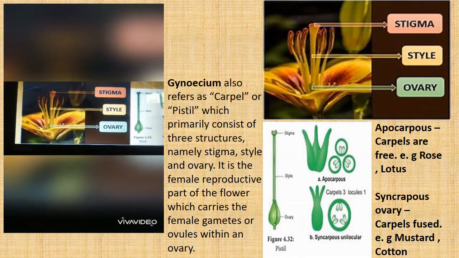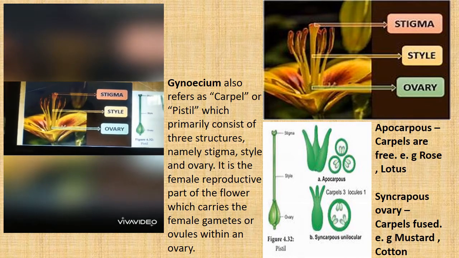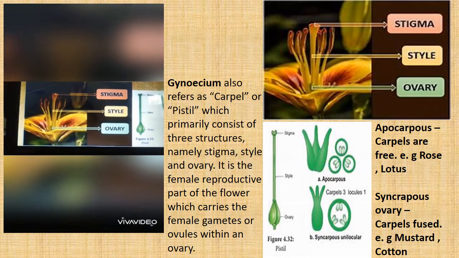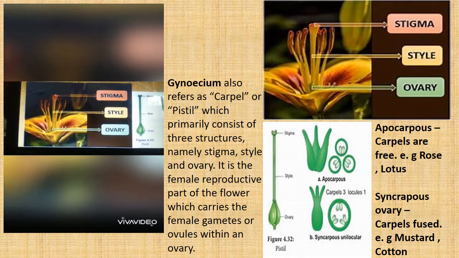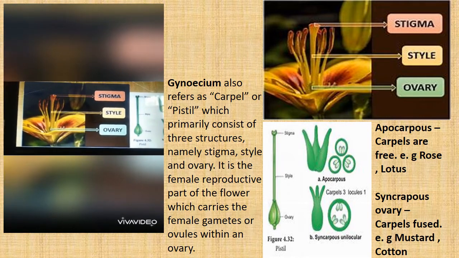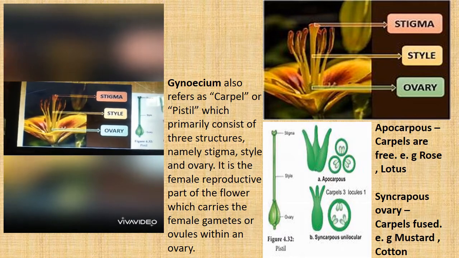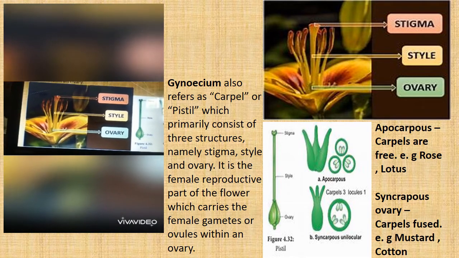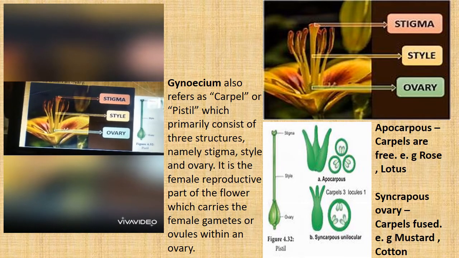Stigma is a terminal knob-like part of the carpel. It may be lobed, meaning it can have sections. It may be feathery. Feathery generally occurs when it has to catch pollen grains through wind. It may be covered with hair. Hairs are there when insects have to be captured. And glandular papillae, that is, they can be sticky. And it forms the landing stage for pollen grains at the time of pollination.